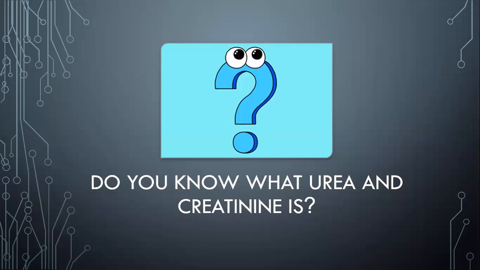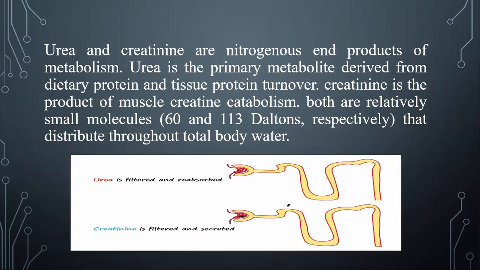Now, what are urea and creatinine actually? Urea and creatinine are nitrogenous end products of metabolism. They are the primary metabolites derived from dietary protein and tissue protein turnover. Creatinine is the product of muscle creatinine catabolism. They are both relatively small, 60 to 113 Daltons, which is the measuring unit. They are distributed throughout the body water.